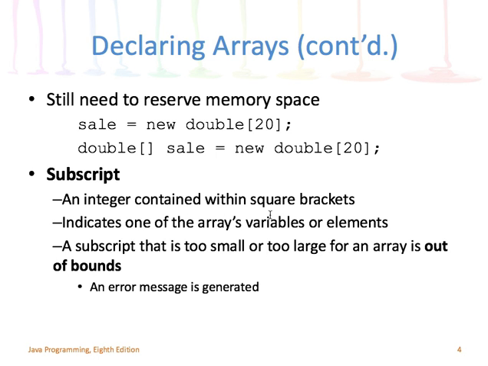So what's a subscript? It's an integer contained within square brackets. It indicates one of the array's variables or elements. A subscript that is too small or too large for an array is out of bounds. You may get that type of message generated.